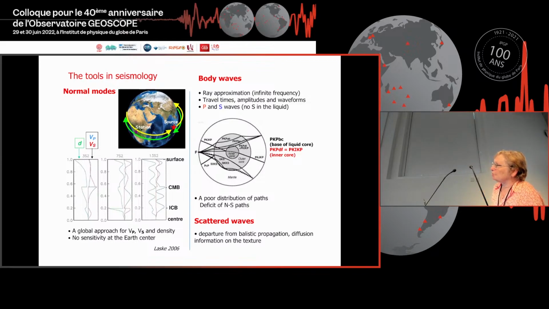Then scattered waves. There are of course also body waves, but because they do not follow ballistic propagation, they are not modeled in the same way. Usually they are modeled with a diffusion equation, and they give information about the texture, in particular of the inner core.